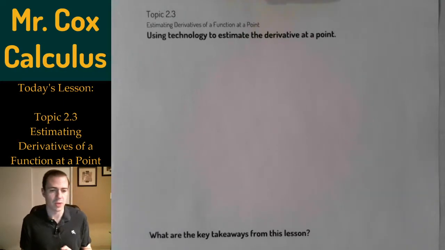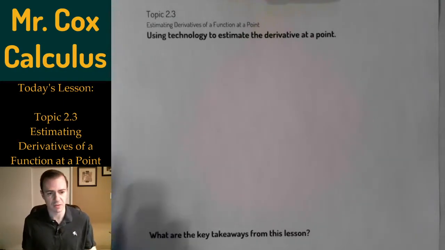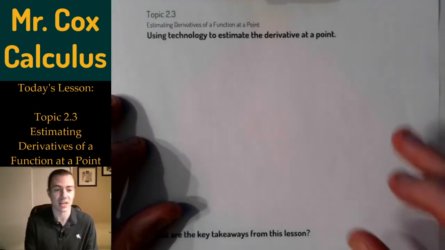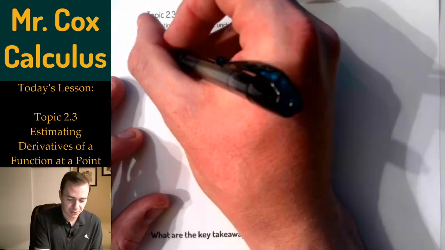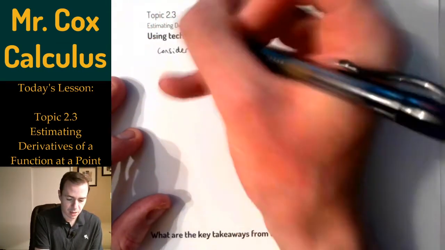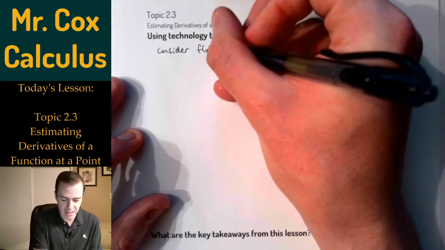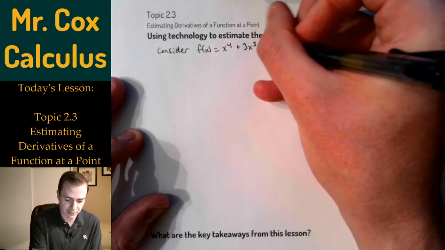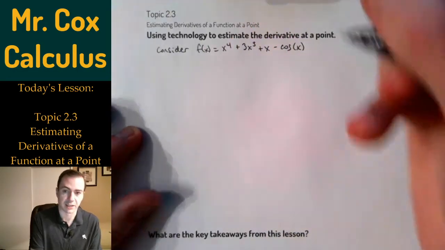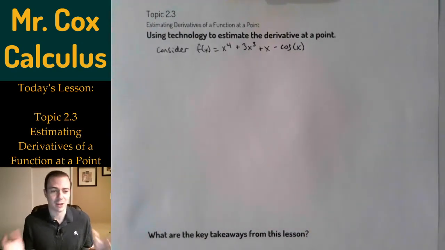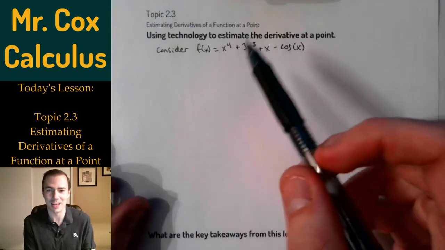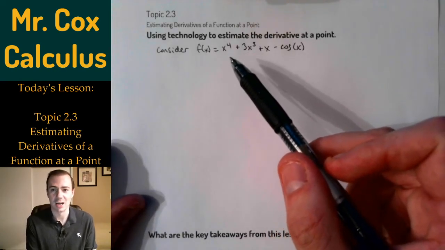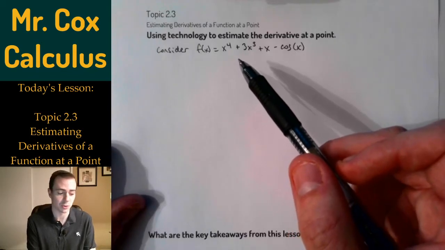So the final tool that we have to estimate the derivative of a function at a point is going to be to use a little bit of technological assistance, which in this case is going to mean our calculator. So let's consider the function f of x equal to x to the fourth plus 3x cubed plus x minus the cosine of x. Now it may be hard to believe, but where you're at in calculus, you're actually going to be able to take this derivative mentally in about 10 to 15 seconds, in a very, very short period of time. That's going to happen for you.